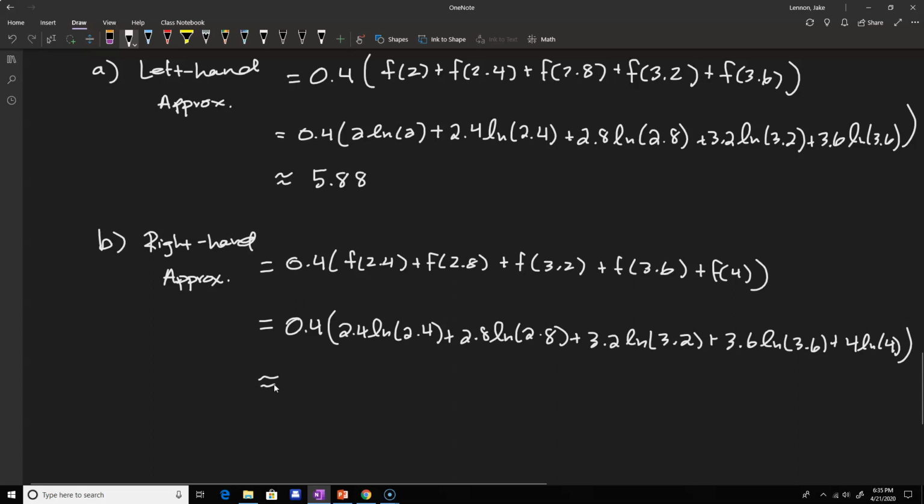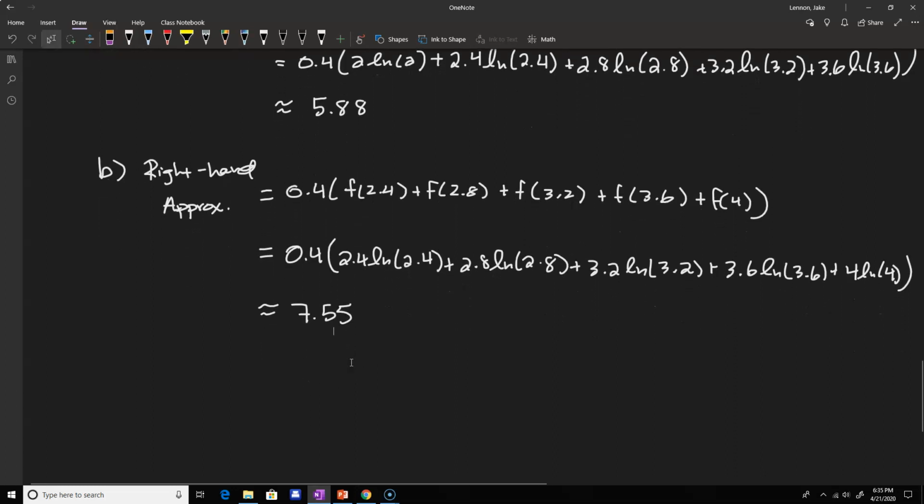And again, typing all that into the calculator, you can get 7.55 as an approximate value. So, we see that one of those is larger than the other. So we know the real area should be somewhere between those two values. So if we wanted to get an approximation for the area based on these two computations, we could say the approximate area is essentially their average. That's a nice, easy way to do it.